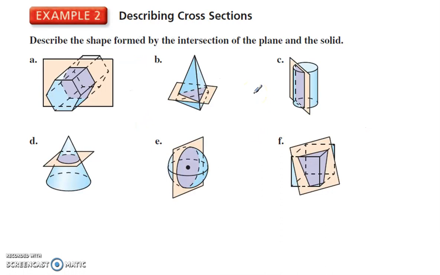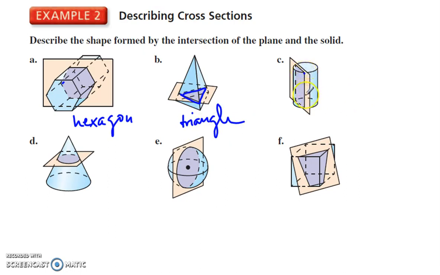So we're going to look at these and say, what shape is our cross section here? If I cut through it this way, I have a cross-section that seems to be parallel to one of the bases, so the cross-section is a hexagon. Here, again, it seems to be parallel to the base, so we have a shape that matches the base, and that is a triangle.